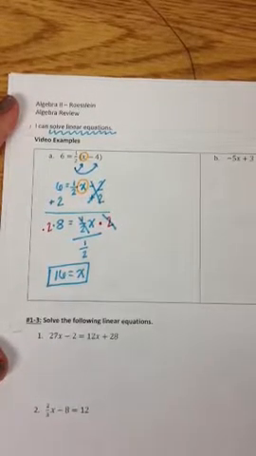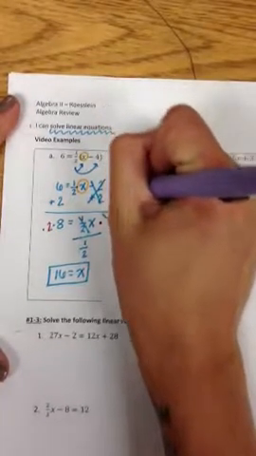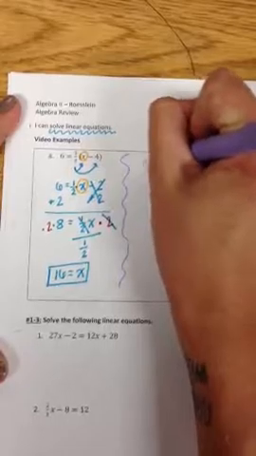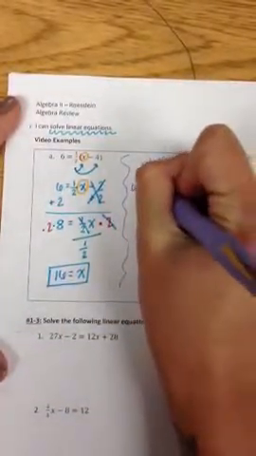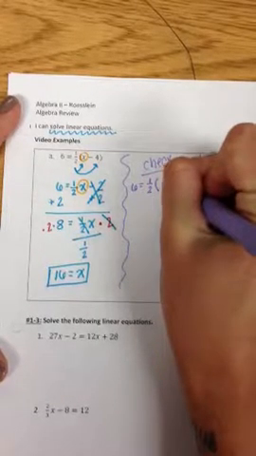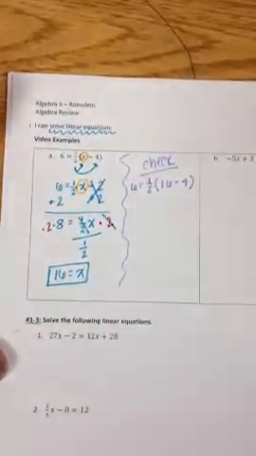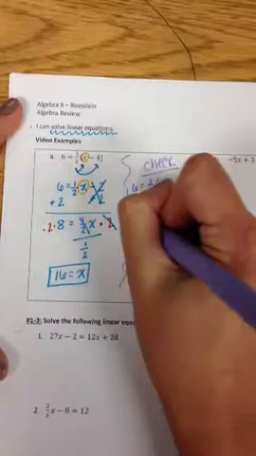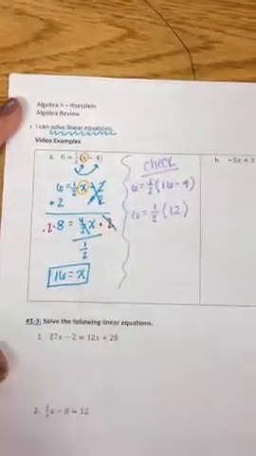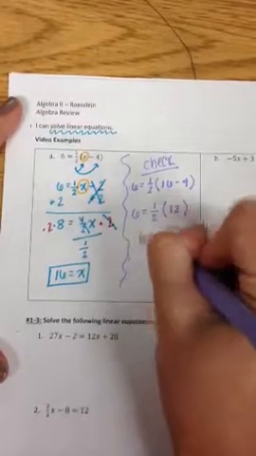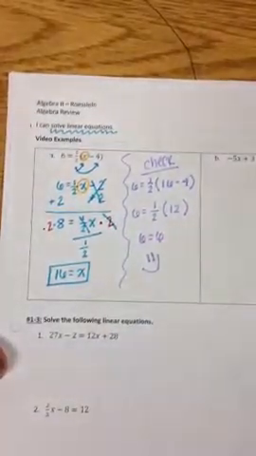And I can check this by plugging it back in. So does 6 equal 1/2 times 16 minus 4? 16 minus 4 is 12. 1/2 of 12 is, in fact, 6, so we are happy.